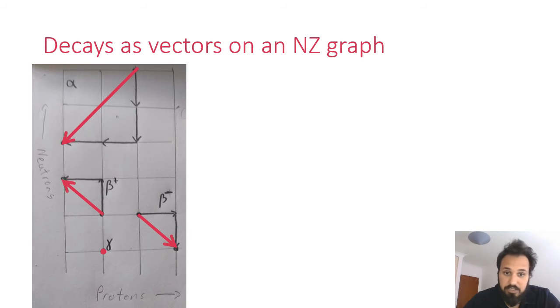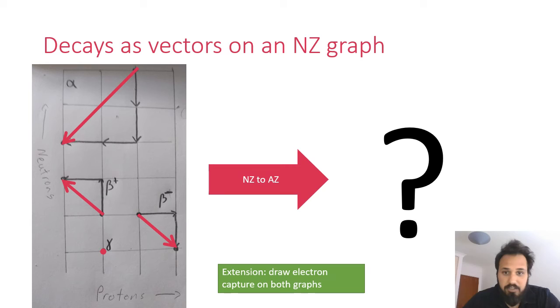This way of showing these decays as vectors can be a little bit difficult to get your head around. You might want to pause the video and have a little bit of a think about that. And then, when you feel a bit more confident, have a go at drawing these vectors in AZ space, where we have the atomic mass on the y-axis instead of the number of neutrons.